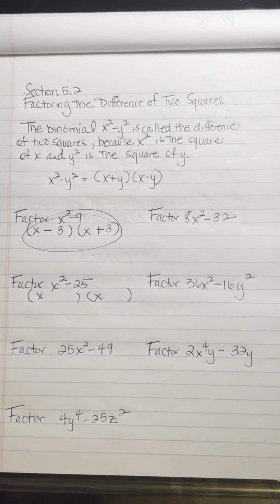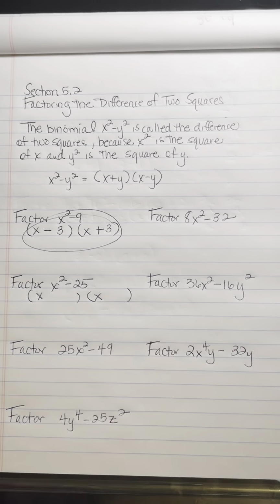Notice it says x squared minus 9, x squared minus 25, 25x squared minus 49. If you see addition, it will not work. Only difference of two squares. Difference means to subtract.